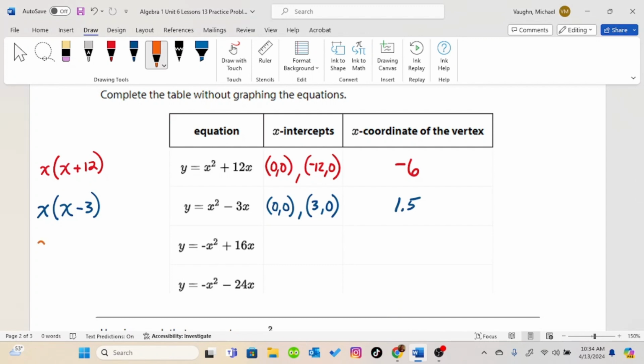Next, I'm going to factor out an x. Negative x squared divided by x is negative x. And 16x divided by x is 16. If x is my factor, then my intercept is at the origin, 0, 0. If negative x plus 16 is my factor, then x is 16, and my intercept is at 16, 0. Halfway between the origin and 16, 0 would be 8.